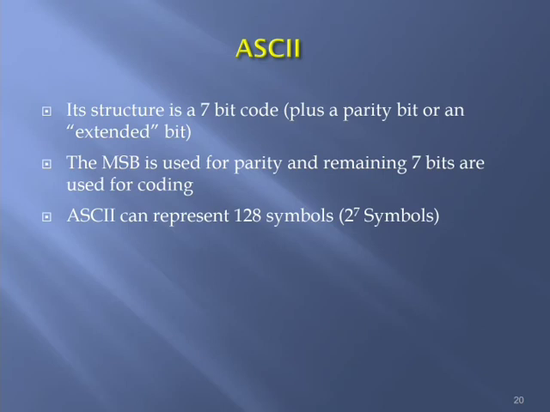And ASCII can represent 128 symbols. Since the magnitude is a 7-bit code, it can represent a total of 2 to the power of 7, which is equal to 128 different symbols or characters. So in those 128, you will have 0 to 9, that is 10, A to Z uppercase and lowercase, that means 26 plus 26, 52, plus 10, 62, and some special characters and all those things will come in those 128 different combinations.